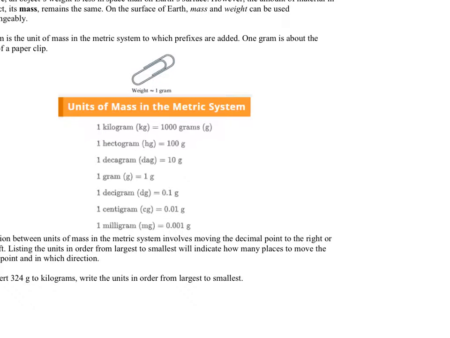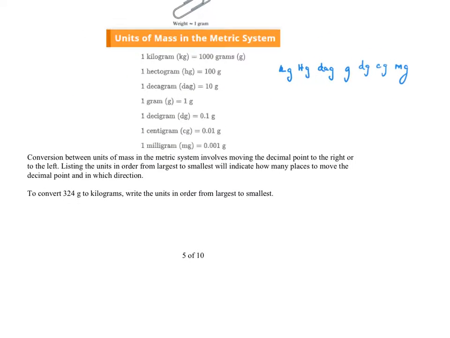Exact same system here. Exact same saying, King Henry died, which is decagram. The base unit is gram. Drinking, which would be decigram. Chocolate, which would be centigram. Milk, which would be milligram. So there's our saying right there, that King Henry died by drinking chocolate milk. It's absolutely no difference. No calculators needed. All you're doing is moving the decimal. If it goes to the right, you move the decimal to the right or multiply by a 1 with that many zeros. If it moves to the left, you move the decimal to the left or divide by a 1 with that many zeros.